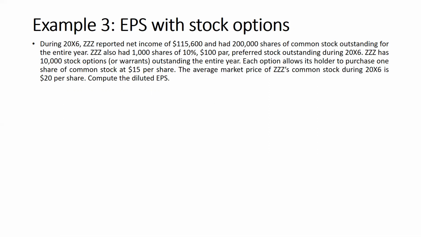Suppose Triple Z reported a net income with 200,000 shares of common stock outstanding for the entire year. Triple Z also has 1,000 shares of 10% preferred stock at 100 par value outstanding during 2006. Triple Z has 10,000 stock options or warrants. Do you know the difference between the options and the warrants?